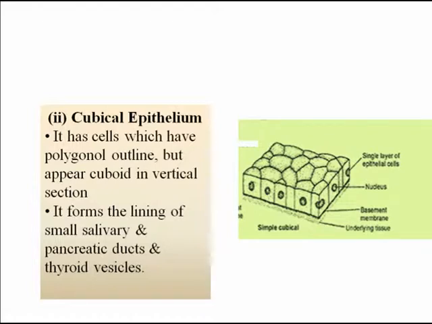Again, the name implies the cells are roughly cuboidal in shape. You can see here roughly cuboidal cells appearing square in cross section, and each cell has a spherical nucleus in the center.